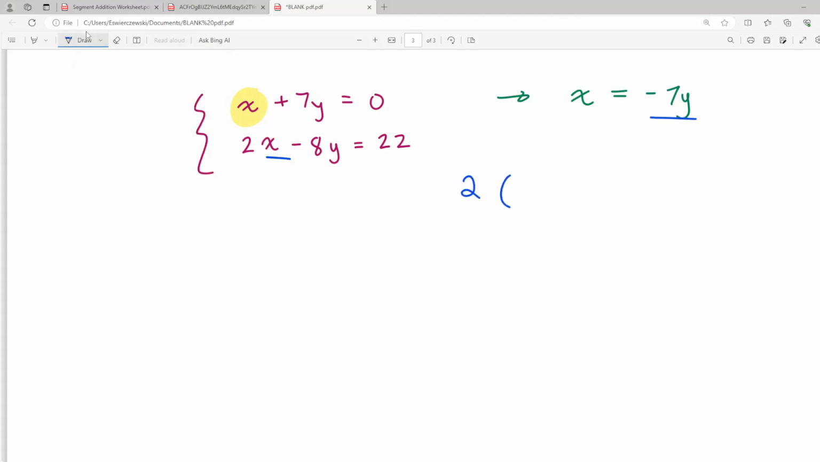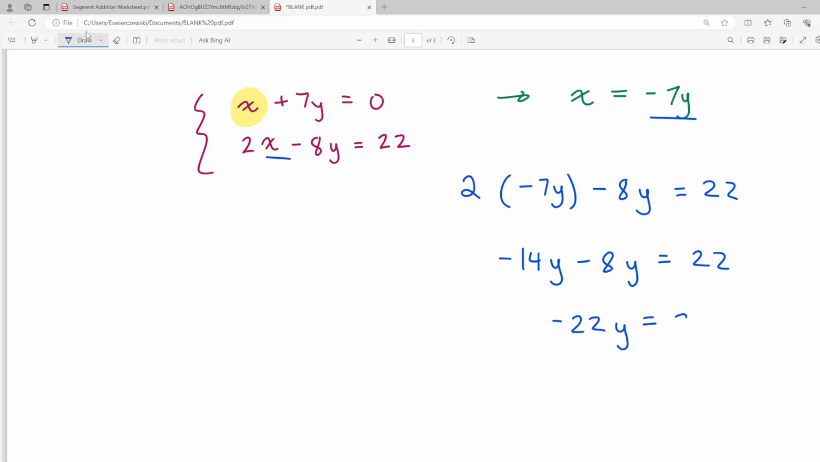So 2 times negative 7y minus 8y equals 22. 2 times negative 7 is negative 14y, minus 8y equals 22. Negative 14, negative 8 is negative 22. So negative 22y equals positive 22. Divide by the number in front of your variable. Cancels. This 22 divided by negative 22 is negative 1.